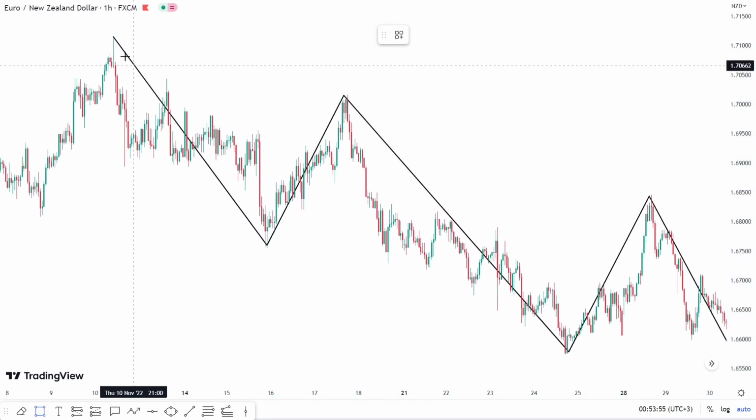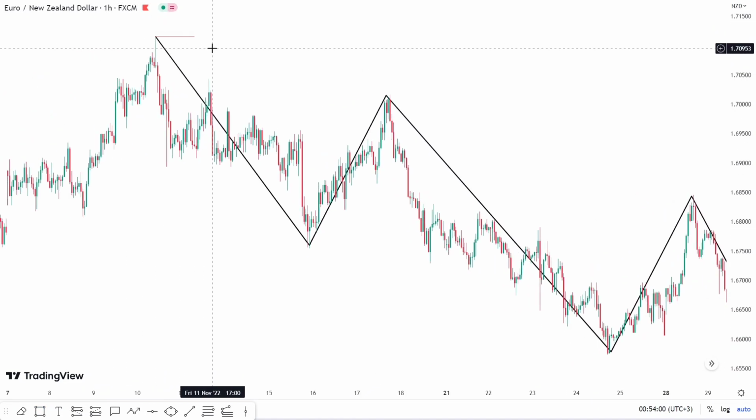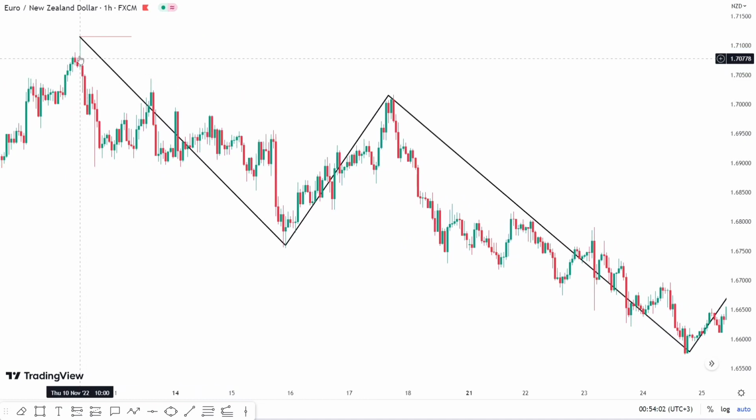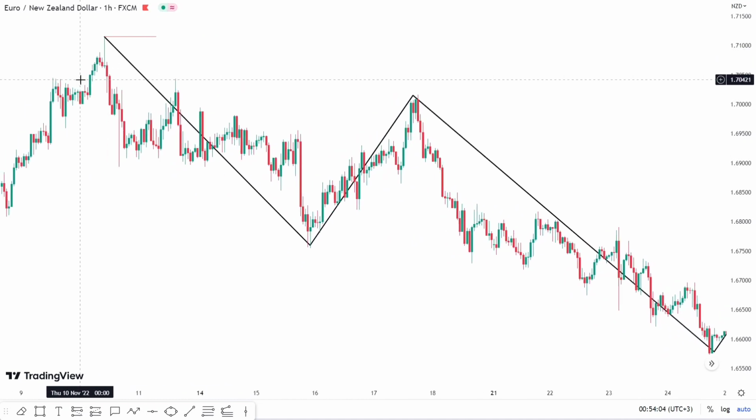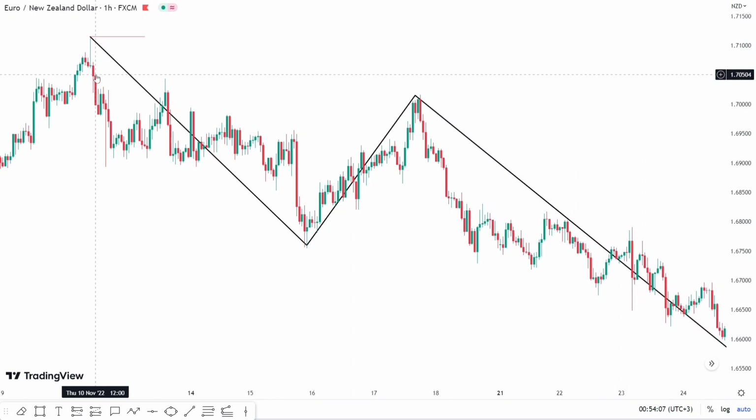So I'll mark from the top of the wick, and you want to take the supply to the first significant bearish momentum candlestick. So this next candlestick is quite significant, or you can still use the next one as long as you don't go too far. Again, remember that.